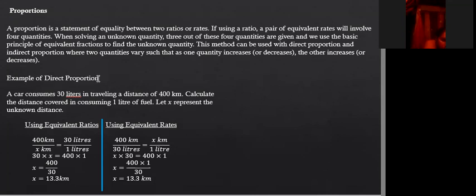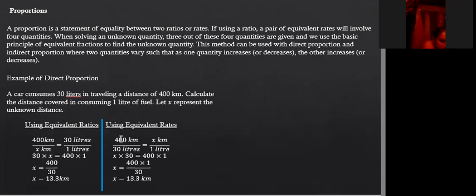So, an example of direct proportion. A car consumes 30 liters in traveling a distance of 400 kilometers. Calculate the distance covered in consuming 1 liter of fuel. Let X represent the unknown distance. So you have 400 kilometers over X kilometers equals 30 liters over 1 liter. This is where you have cross multiplication. So you have 30 multiplied by X equals 400 multiplied by 1. And then X will be 400 divided by 30, and X will give you 13.3 kilometers.